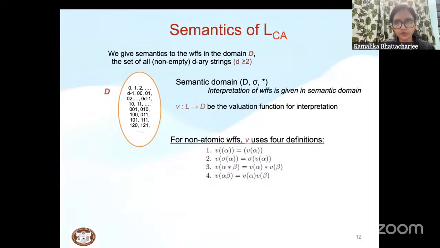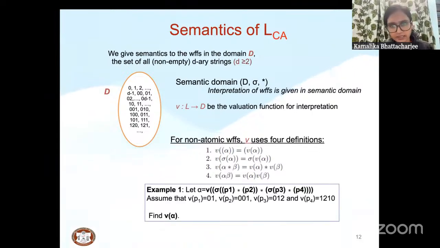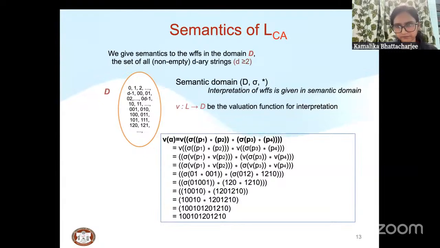For a non-atomic well-formed formula, we use this definition to give the valuations. Similarly, suppose we take an example where alpha is given as this: V of sigma of P1 star P2, sigma of P3 star P4. If we have the valuation of the individual components, then we can find V alpha like this. So this is how we work.